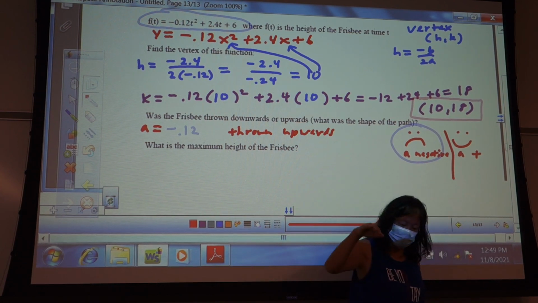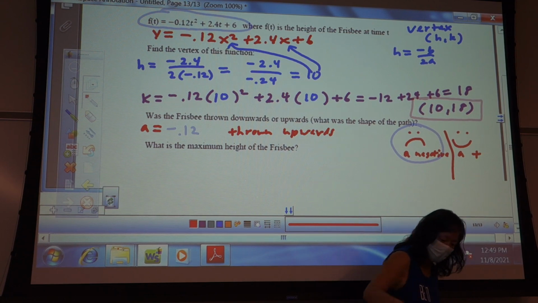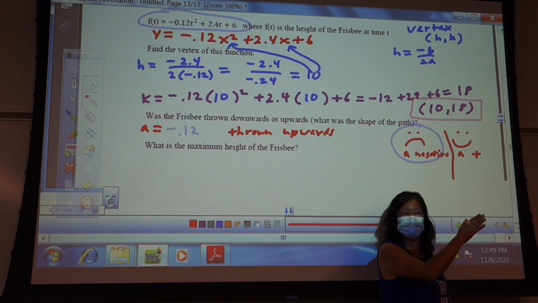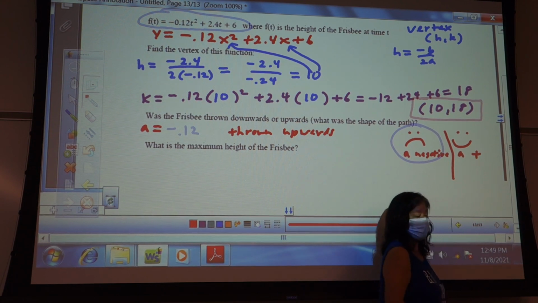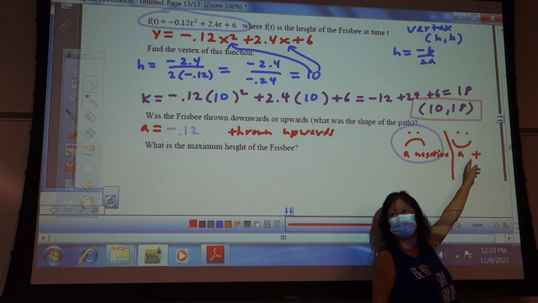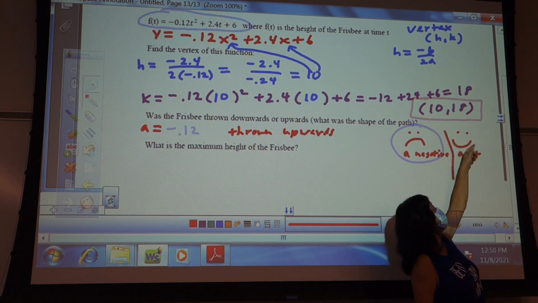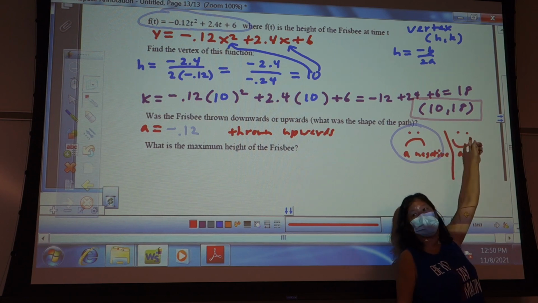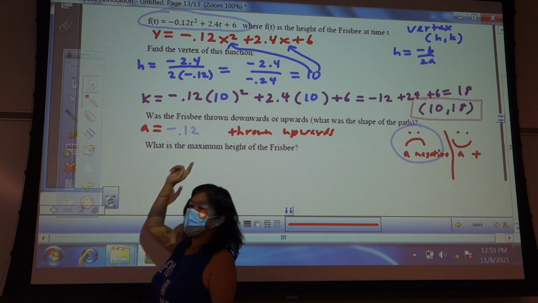Here, I threw something down, like I threw a ball into the water, it went down, and then it bounced back up. Right? If you throw something that floats into the water, it'll go down, and it'll come back up. Does that kind of make sense? So this opens upwards, but you threw it down, and then it popped back up. So that's why it's a little bit tricky. I wanted to talk about that a little bit.